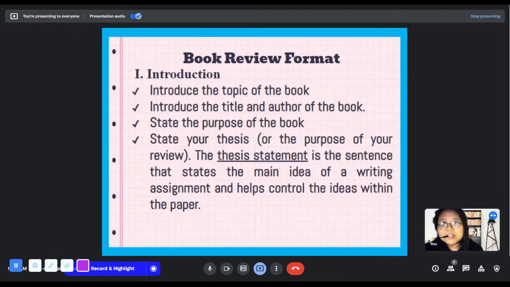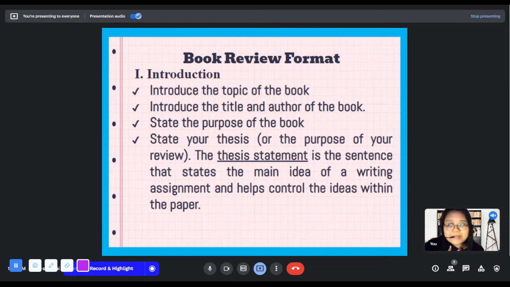Now, let's talk about the things, ideas, thoughts that you need to include in your introduction. First, introduce the topic. What is the issue at hand, and why should we care about the topic of this book? Is this timely? Is this something relevant or people can relate to? Next, introduce the title and the author of the book: title, author, brief background of the author, what he or she is known for. Next, state the purpose of the book, and of course, state your thesis statement.